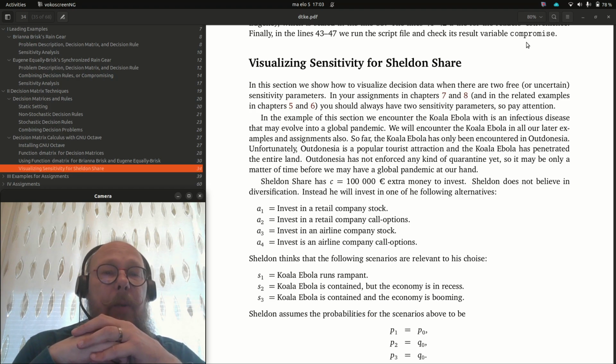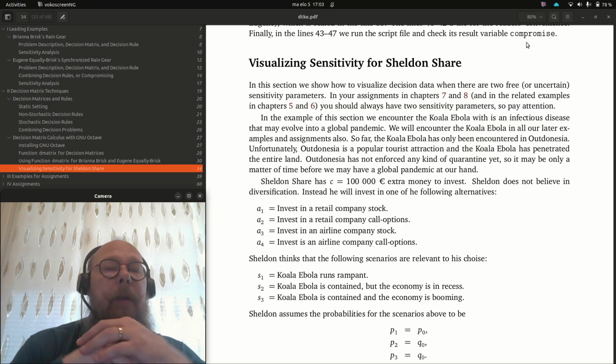So what is our problem? We have a Sheldon Shore that has 100,000 euros extra money to invest, and Sheldon does not believe in diversification, so instead he will put all his eggs in one basket, which is probably not a good idea, but this is our setting anyway.